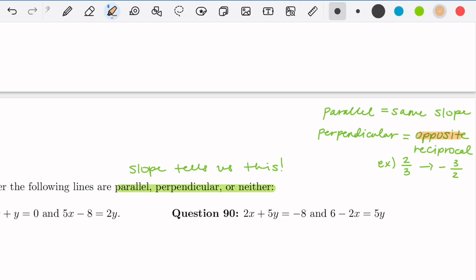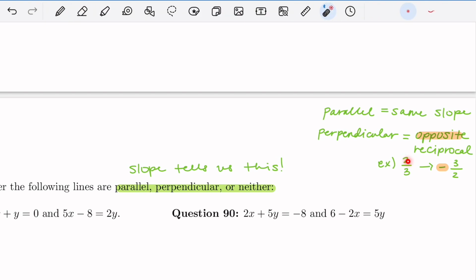So opposite just means different sign. So for example here, if our slope was 2/3, the opposite of that would be minus. Because we have positive 2/3, the opposite would be a minus. Now the reciprocal portion is when we flip our numerator and denominator. So we started off with 2/3, and then the opposite reciprocal would be minus 3 over 2.